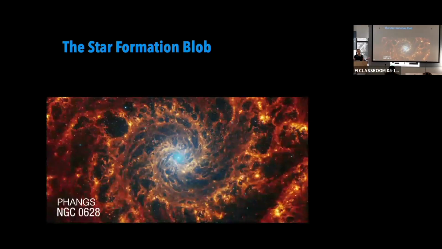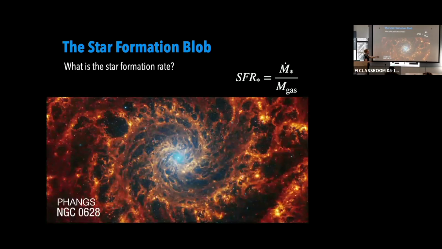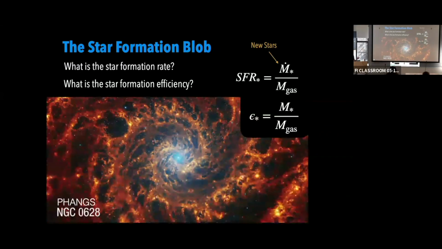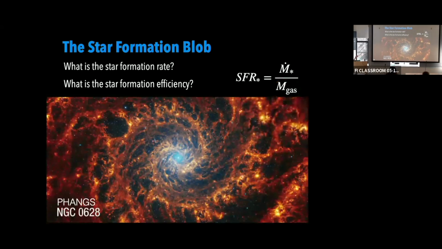We'll call it the star formation blob. So for example, you might want to know, what is the star formation rate? All right, well then you have to count the rate of formation of new stars relative to some gas reservoir forming those stars. You might also ask something like, what is the star formation efficiency? Again, that's counting just the number of young stars formed over this gas reservoir, right? So the problem comes in with what is this M gas and how do we define it?